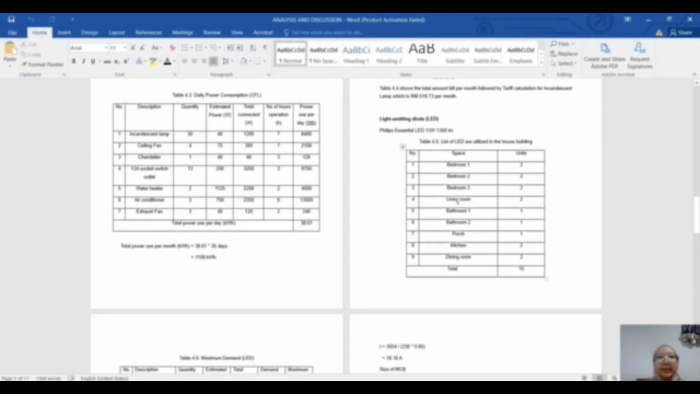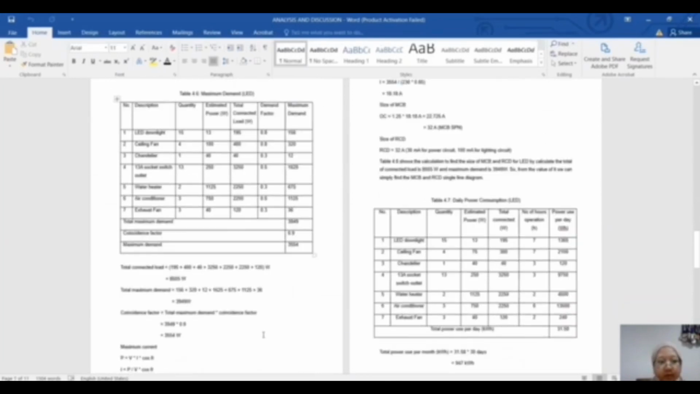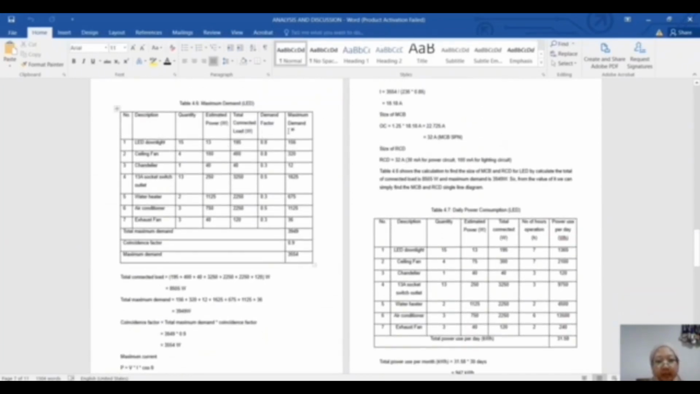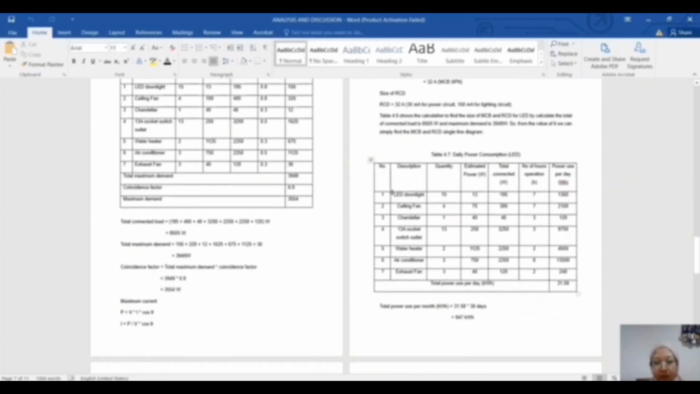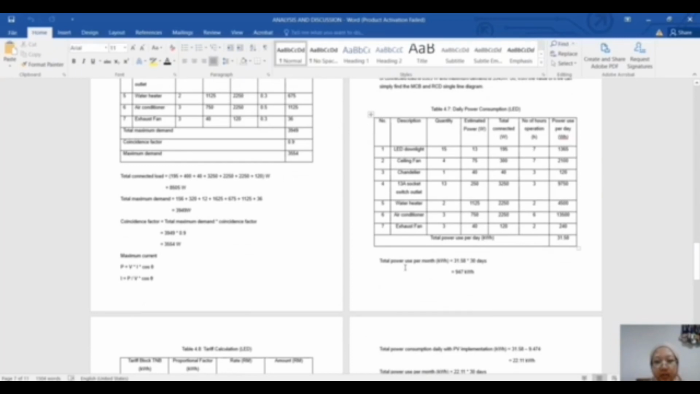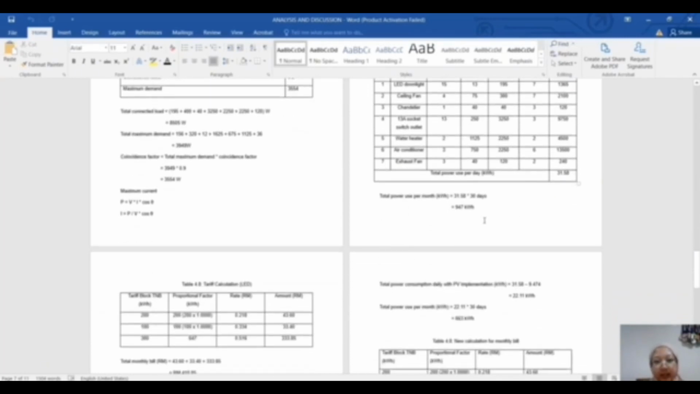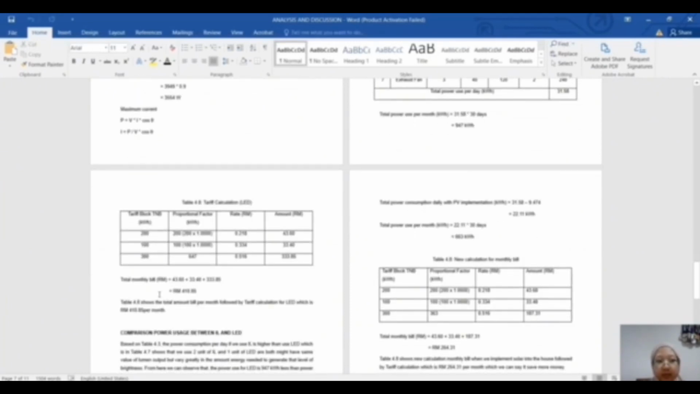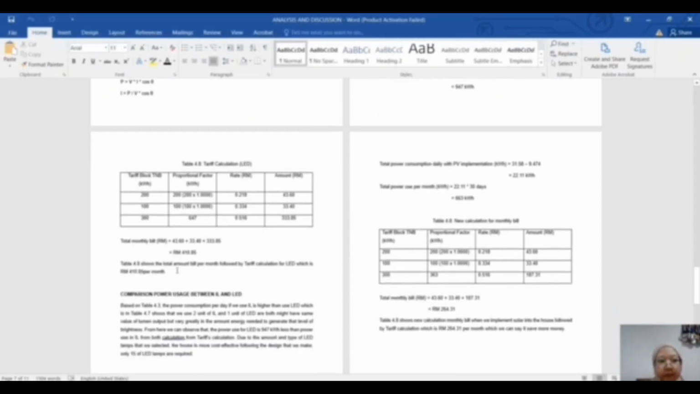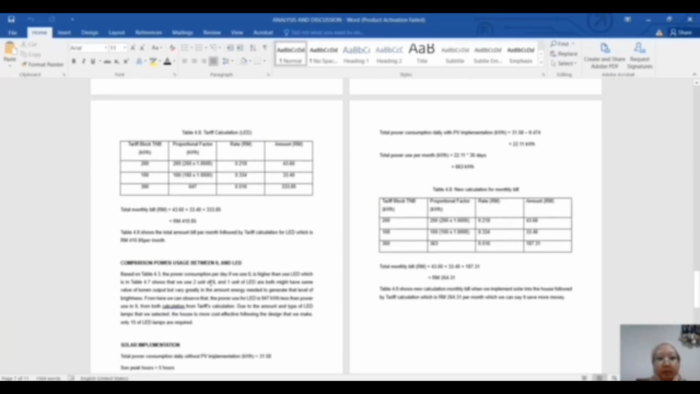So if we use light emitting diode, this is the list of LED that we utilize in the house building. So we find the maximum demand. The size of MCB and RCD is the same, which is 32 ampere and 32 ampere for the RCD. So the power usage per month for LED is 947 kilowatt hour, and the total monthly bill is 410.85 ringgit.